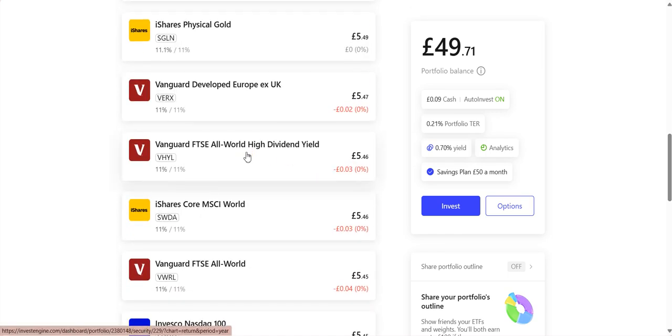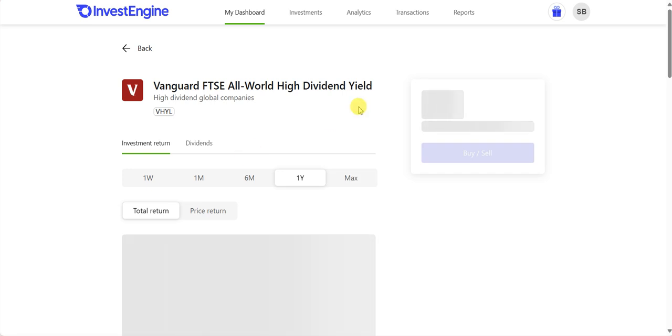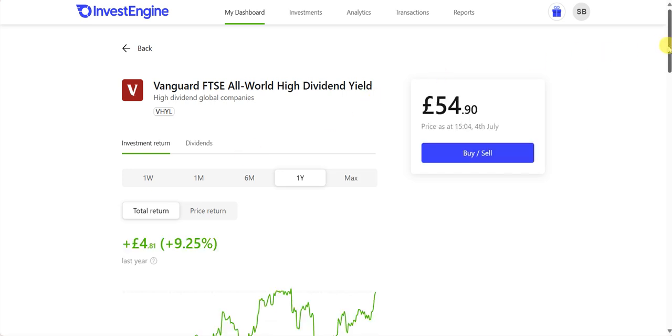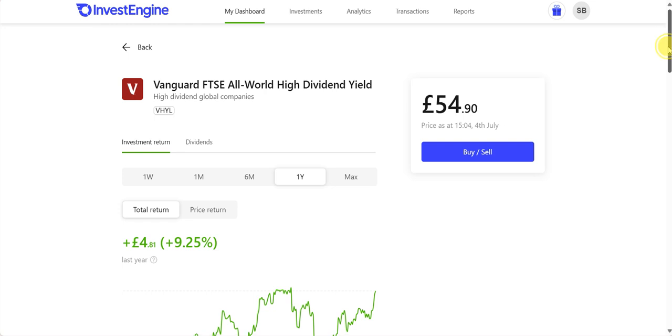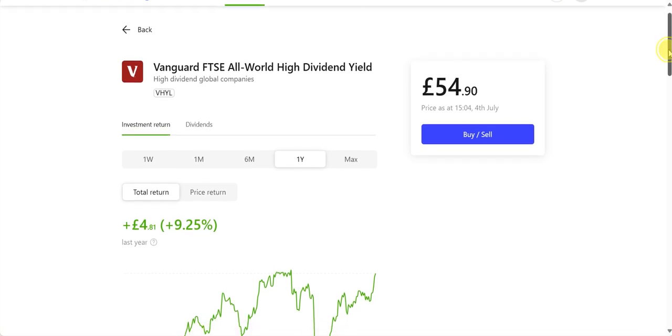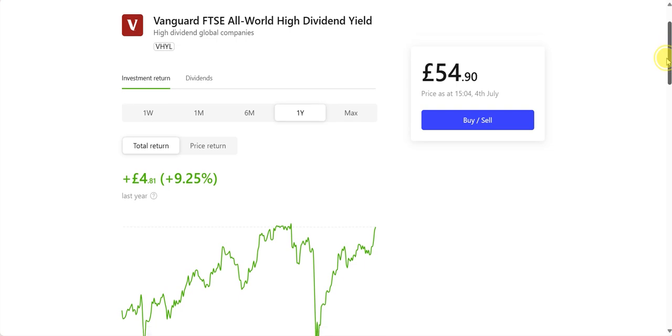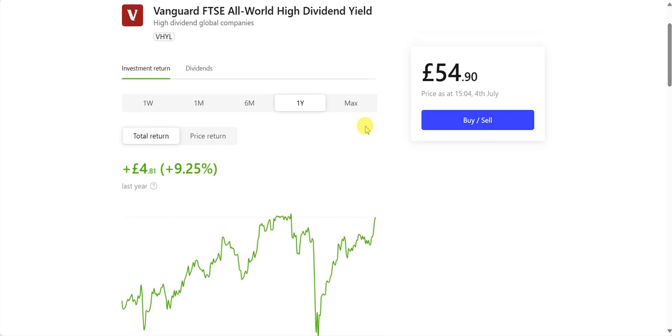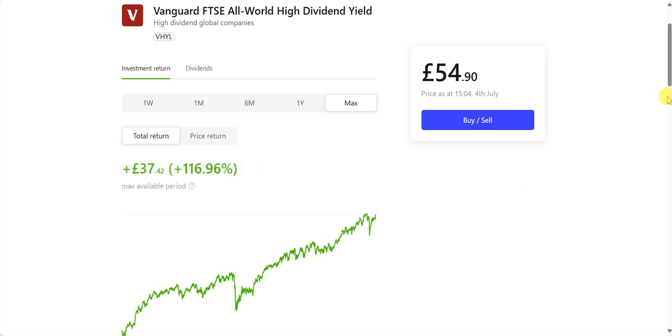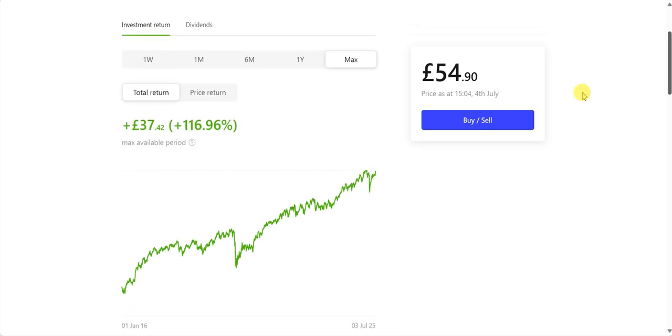One of my favourites, VHYL, All World High Dividend Yield. So this normally does a similar return to the S&P 500, but you've got dividends in here. So this is why I like it. You can see it's higher at 9.25% for the year, and on average it's about the same as the S&P 500 over the years. So there we go, January 2016.